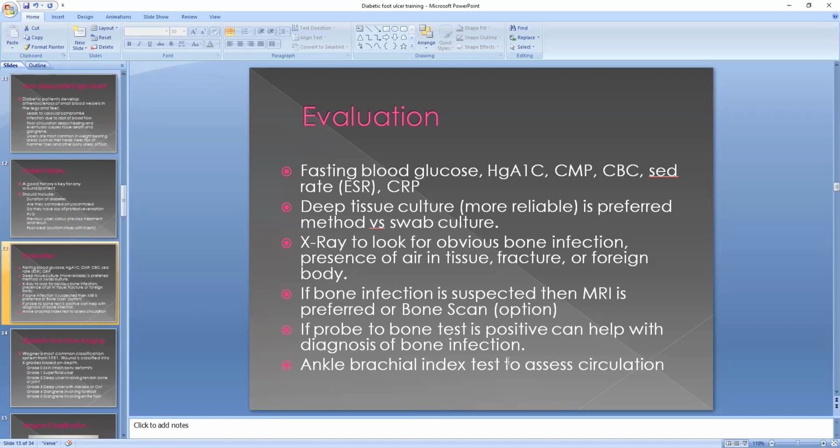So the probe-to-bone test is just kind of a poor man's test. And then some vascular studies, like an ankle-brachial index or arterial Dopplers, can definitely do the workup for the circulation.